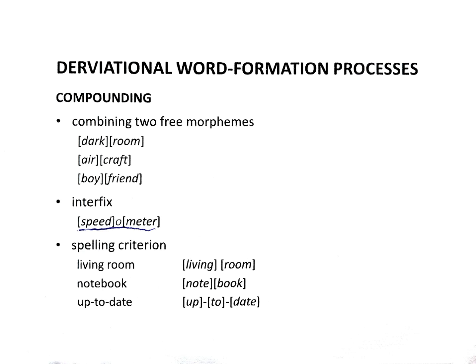I want to talk about the compounding way of forming a word in the derivational word formation process. We can more or less guess its meaning by looking at the word compounding. By definition, it is a process of combining two free morphemes to form a new word. Examples are dark room, aircraft, and boyfriend. Those words contain two free morphemes.